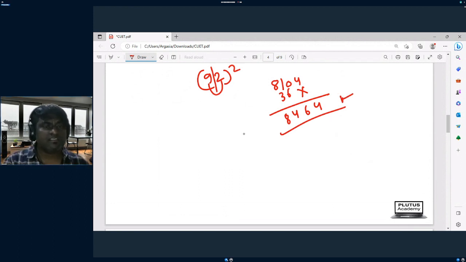So if the unit digit of your number is 1, 2, 3, suppose 1, 2, 3, then you have to write the squares as 01, 04, and 09, because that is the rule.